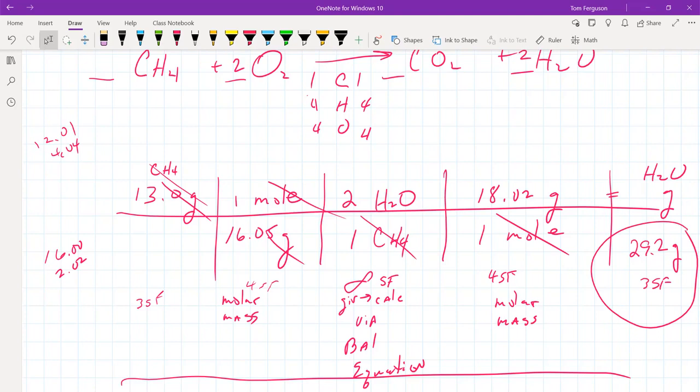Yeah, exactly. Because it comes directly from the balanced equation. And this is why we balance the equation. Otherwise, what's the point, right?